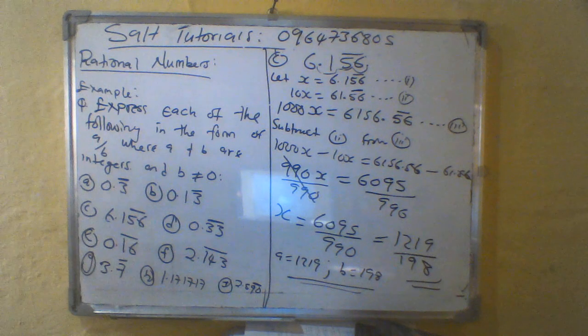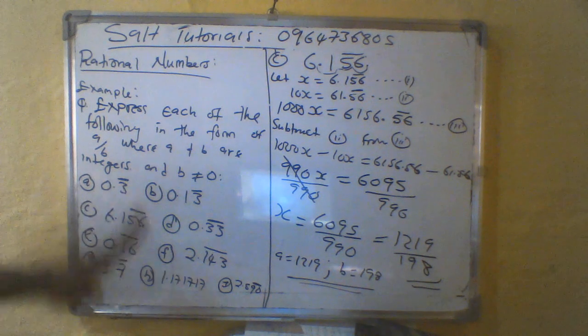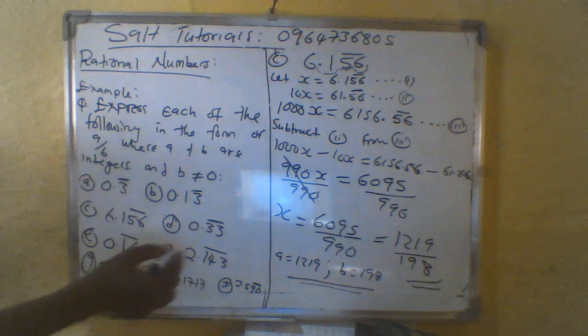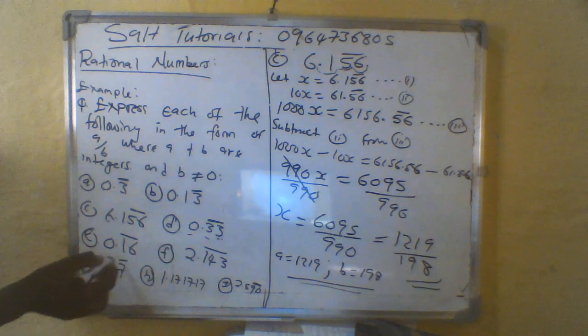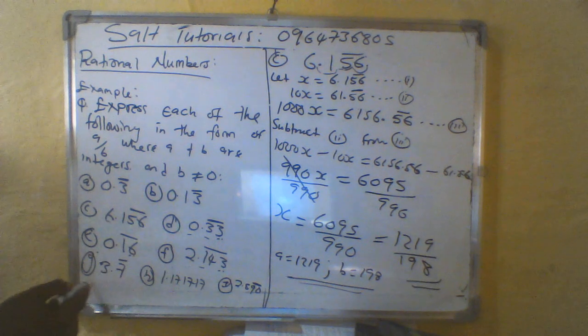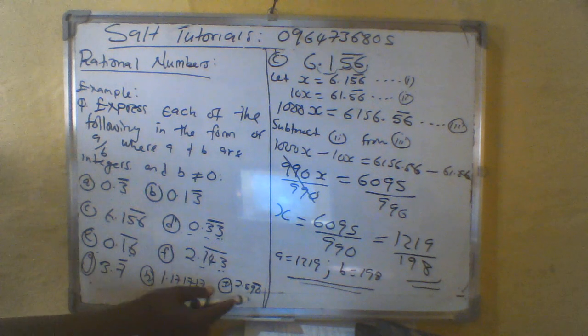So this is how basically we'll be solving rational numbers, expressing them in the form of a over b. So that's how basically everything is done. So as an exercise, I want you to submit D, submit E, submit F, submit G, H, and I.